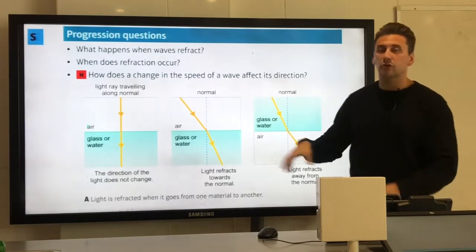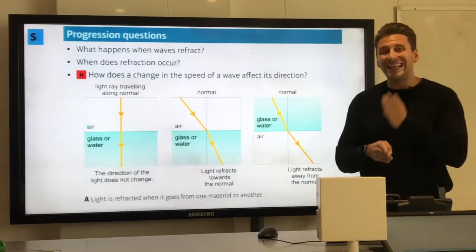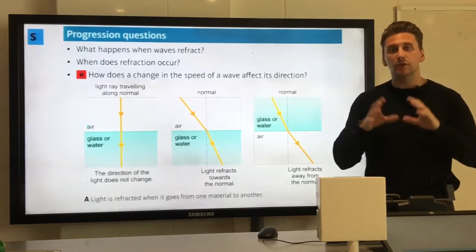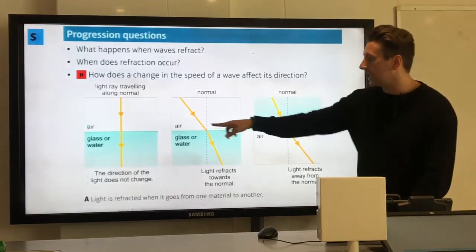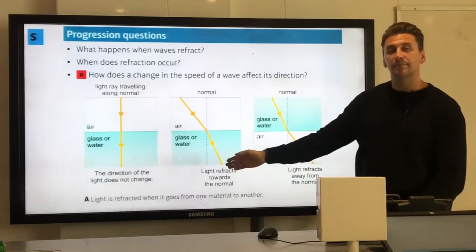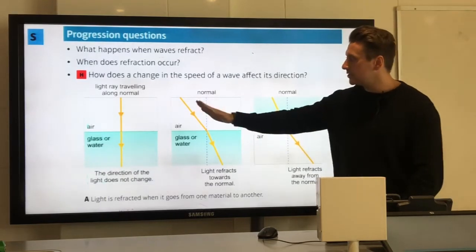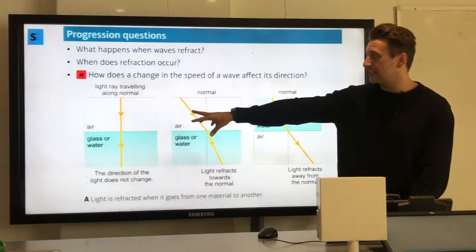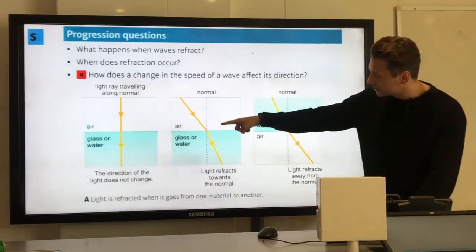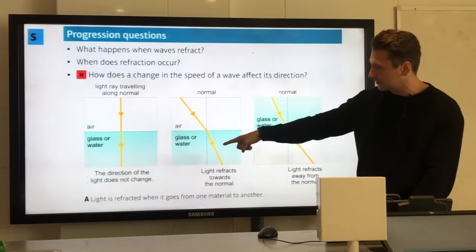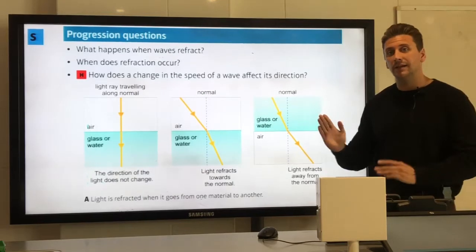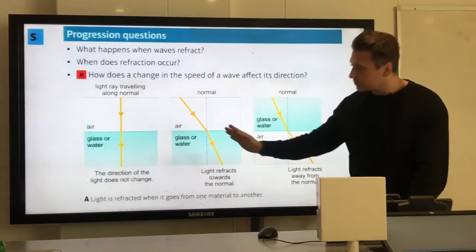So if you ever want to draw a normal line on a ray diagram, we usually draw it as a dotted line, but it has to be 90 degrees to the boundary. So for example, if the boundary is horizontal, that means the normal line is 90 degrees vertically to that boundary. Now if the light ray is coming in at an angle, which wasn't the case in the previous one, but in this one it is, what you can see happens here is it changes its direction inside the glass or inside the water, and it's actually changed its direction towards that normal line. So as you can see, it's closer to the normal line.